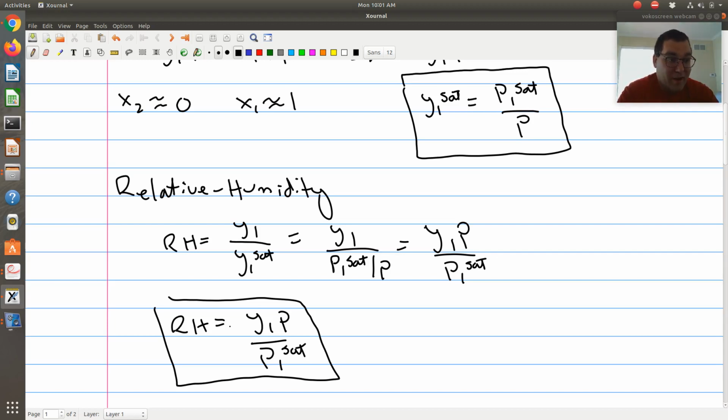Throughout Oxford. But then what happens is when I put my cold cup outside. Now, remember P1 sat. This is my pure component vapor pressure. It's only a function of T. So as temperature increases, P1 sat increases. As temperature decreases, P1 sat decreases.